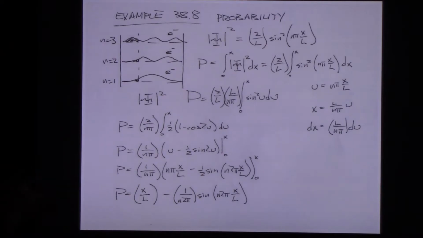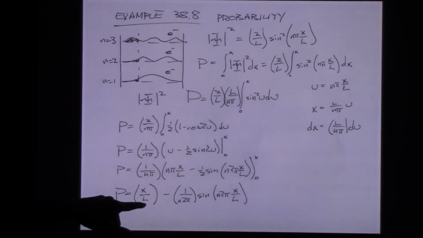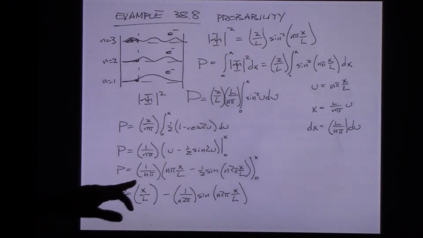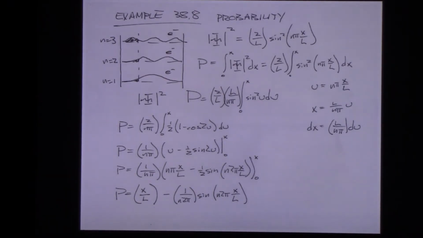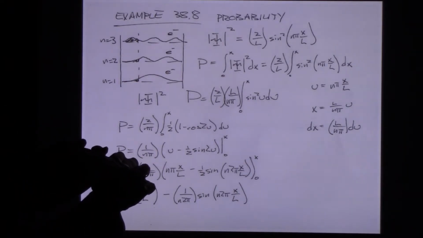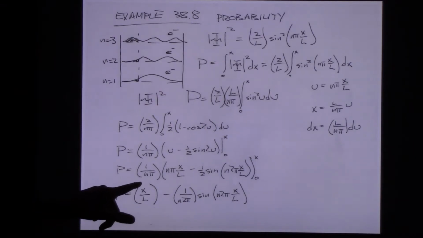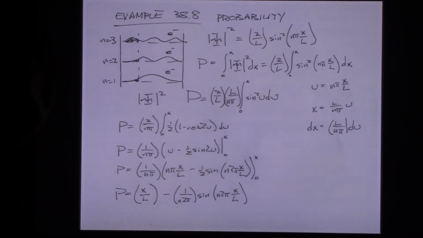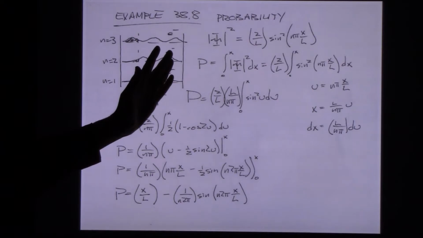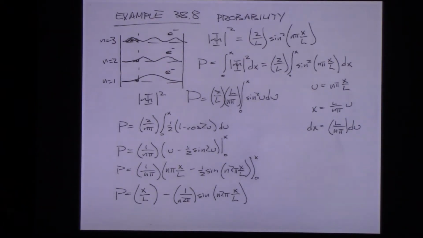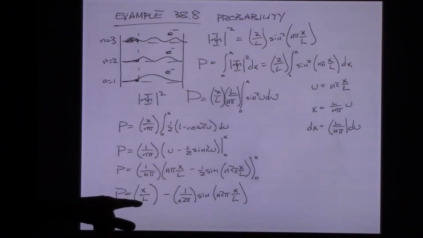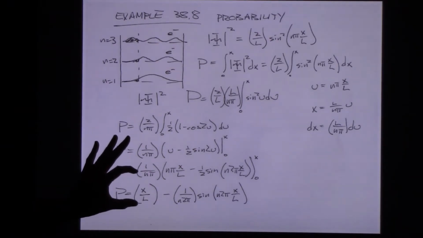Now, x over L is kind of an interesting term in this probability because x over L is what the probability would be if the function were just flat, right? X over L is the fraction of the way over that we're including. So, for example, in the problem they've given us, x is equal to 1/4 L, and substituting that in, the probability becomes 1/4.